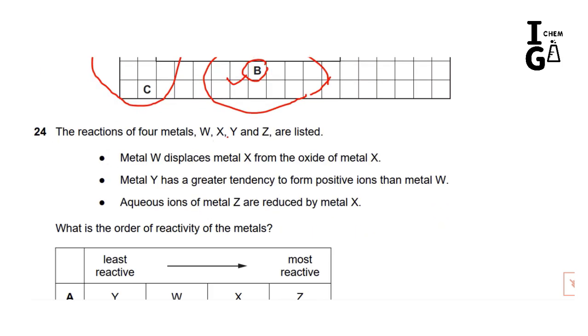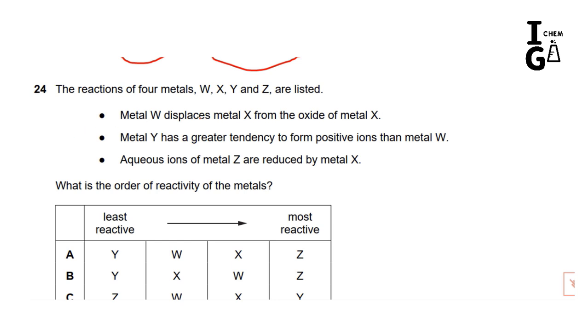24, the reactions of four metals W, X, Y, and Z are listed. Metal W displaces metal X from the oxide of metal X, sorry, I said Y, sorry guys. This is metal W. So it means W should be more reactive than X. So I can put here W and then I put X.